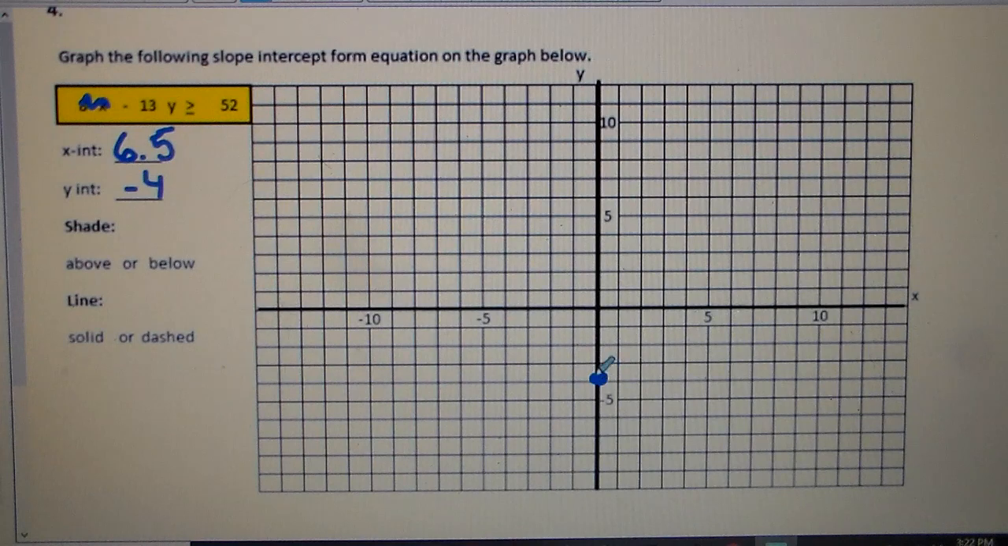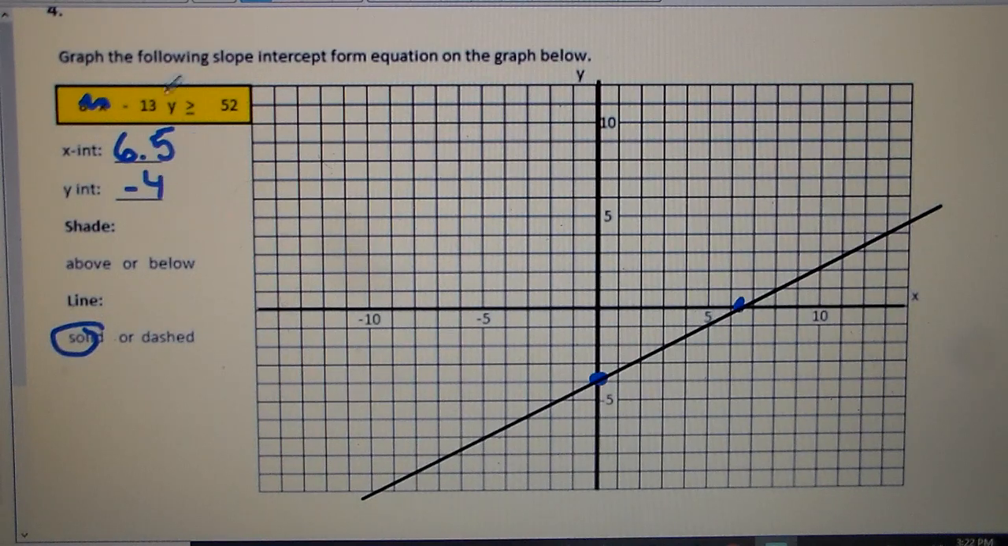Plot a coordinate at negative 4. The x-intercept is at 6.5, so we plot a point there. We connect the two to make our line going through the graph. We know it's a solid line because it's greater than or equal to. It has that little equal to there, so that's how we know it's a solid line.